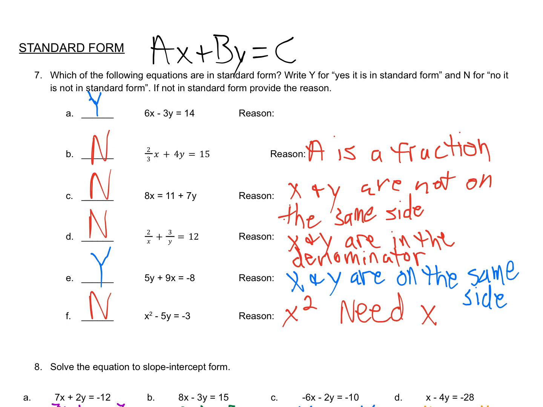And then F, we have x squared minus 5y equals -3. This is not in standard form because it's x squared. It has to just be x, has to just be y.